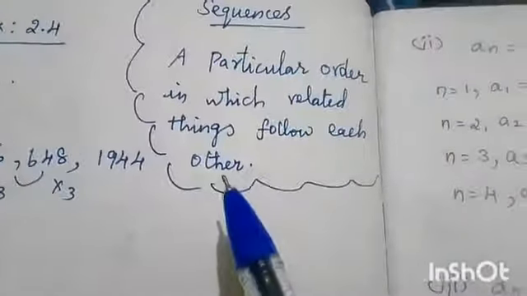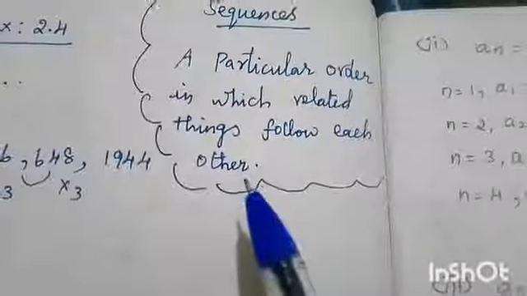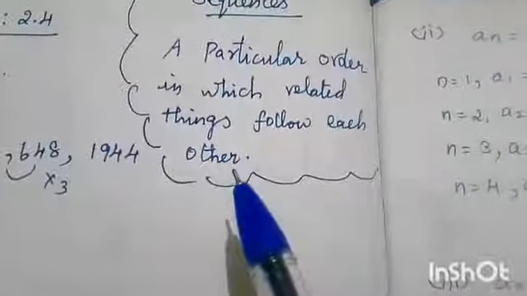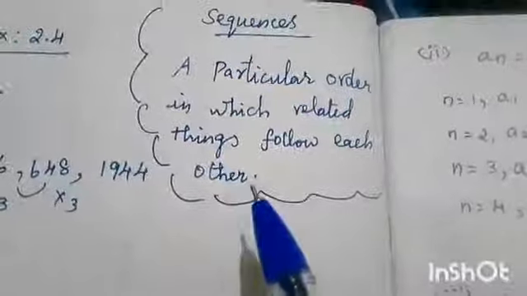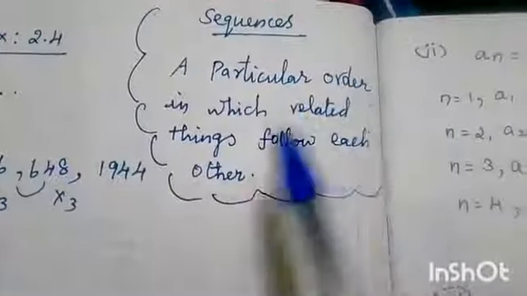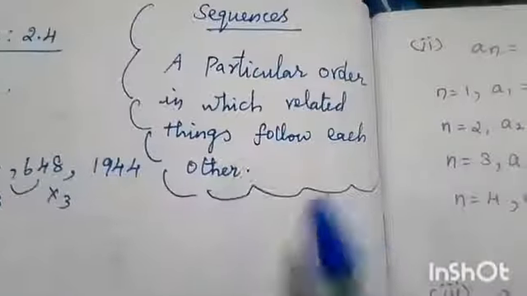Whatever rule we have followed between the first terms, we have to follow the same for the continuing numbers. This is called a sequence. So sequence means a particular order in which related things follow each other.